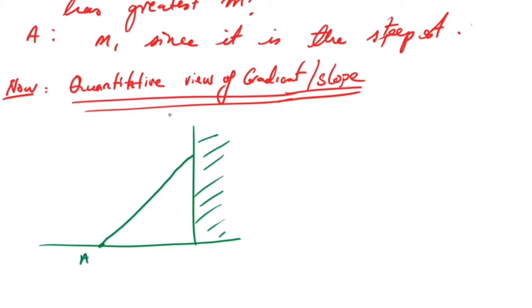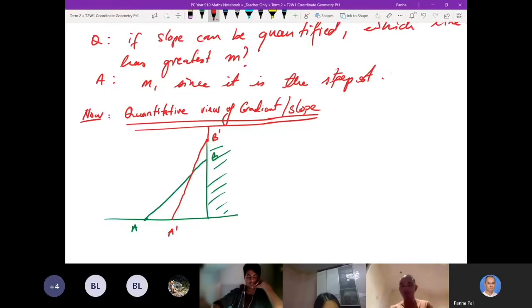That ladder is AB. I could move that ladder to a new position. So that ladder can come like this. This would be A dash, B dash. So when I move the ladder closer to the wall, the foot of the ladder, the foot A, is moving closer towards the brick wall, isn't that right?